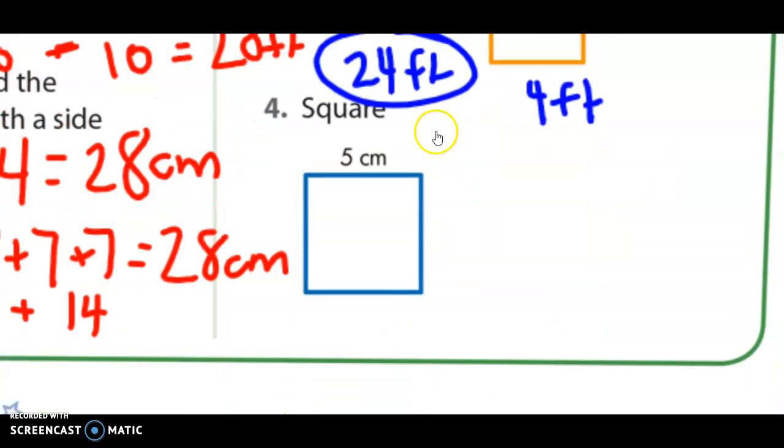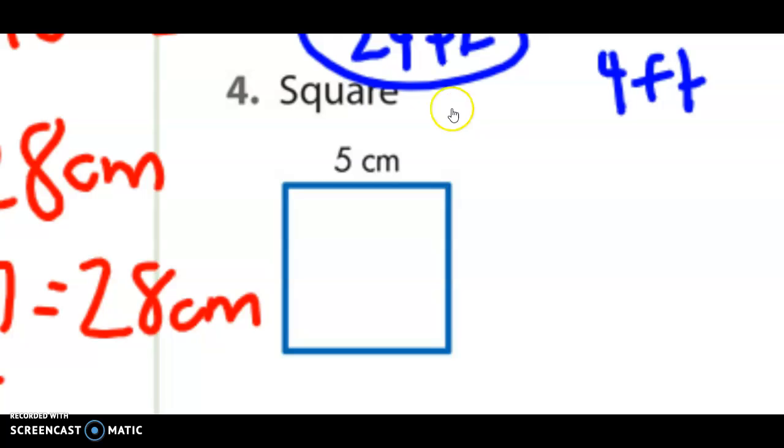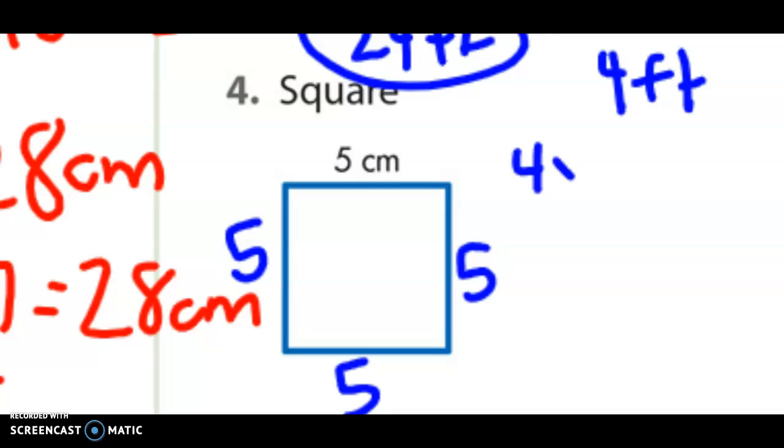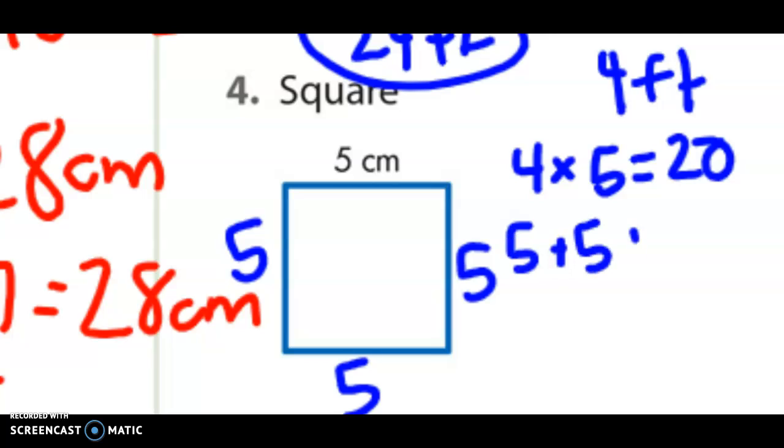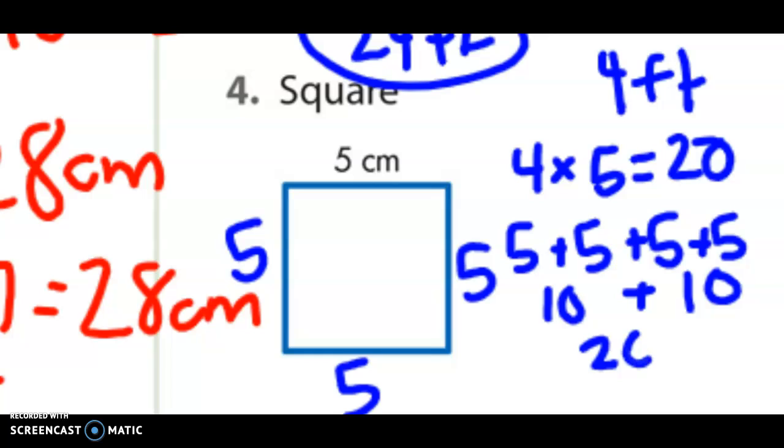And then our last one that we're going to practice with today, it's important. We know it's a square. We know that squares have 4 sides of equal length. So we're really looking at 4 times 5 here, which is 20, or we're looking at 5 plus 5 plus 5 plus 5, which I know 5 and 5 make 10, another 5 and 5 make 10, 10 and 10 make 20. Oops, and we're not measuring in feet here, we're measuring in centimeters.